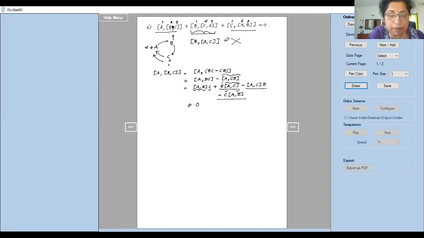A lot of people have made this mistake. You can expand it out and write it whichever way you do it, it will not come out to be 0. Please remember, if it had come out to be 0, I would have written it as [A, B, C] is equal to 0, right? Why should I write such a complicated expression here? Yes? So the individual terms don't go to 0.